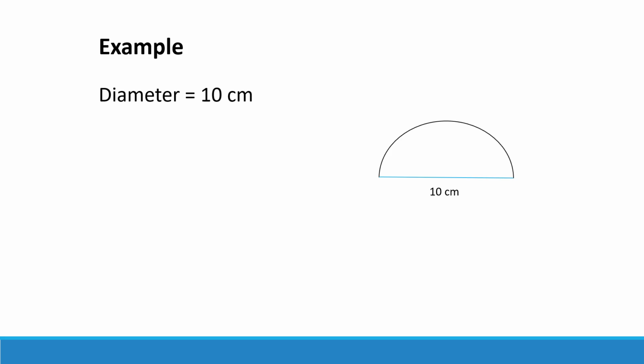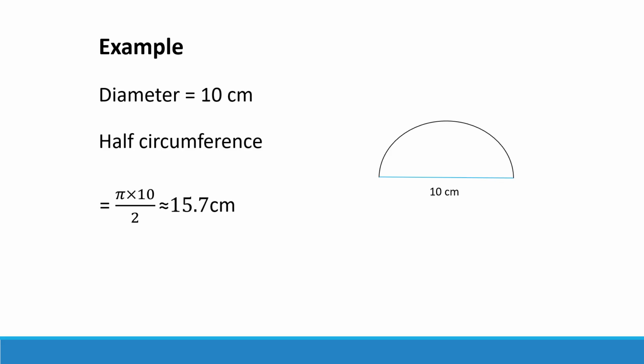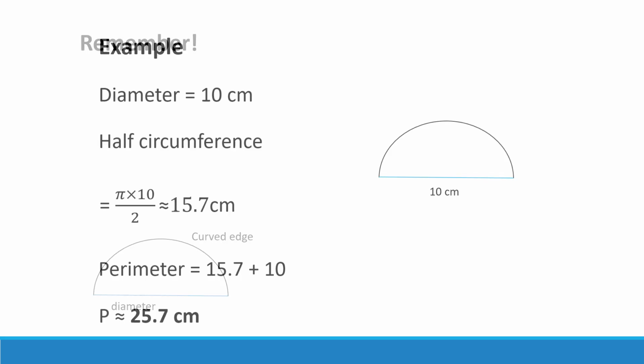Let's look at an example. The diameter of the semicircle is 10 centimeters. First, we find half the circumference. Pi times 10 divided by 2 is approximately 15.7 centimeters. Next, we add the diameter. 15.7 plus 10 equals 25.7. Therefore, the perimeter of the semicircle is approximately 25.7 centimeters.